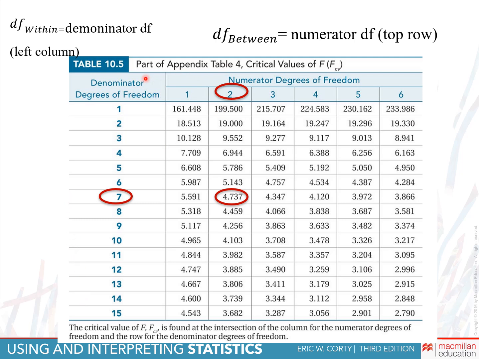And then here up top, we have the numerator degrees of freedom. And that's going to be the between subjects degrees of freedom. So we just calculated that the between subjects degrees of freedom was 2. And so we're going to look to see where these two intersect. So we have 7 here in the column and 2 here in this row up top, and they intersect at 4.737. So our critical value of F in this example is 4.737.